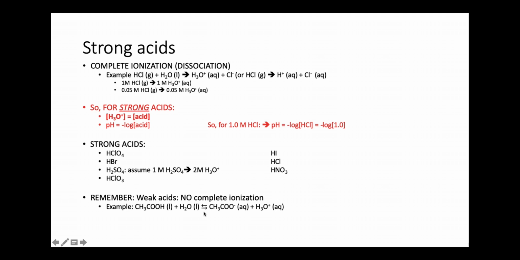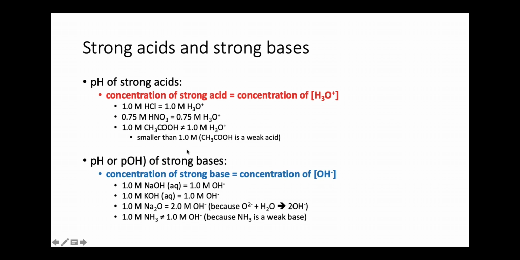And when we have weak acids, we do not have a complete ionization. So 1 M CH3COOH will not give me 1 M H3O+. You can see it over here because it's a weak acid. So here we have strong acid, where I know the concentration of H3O+.